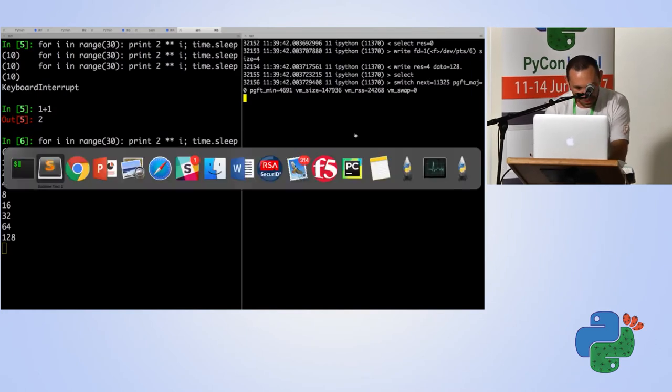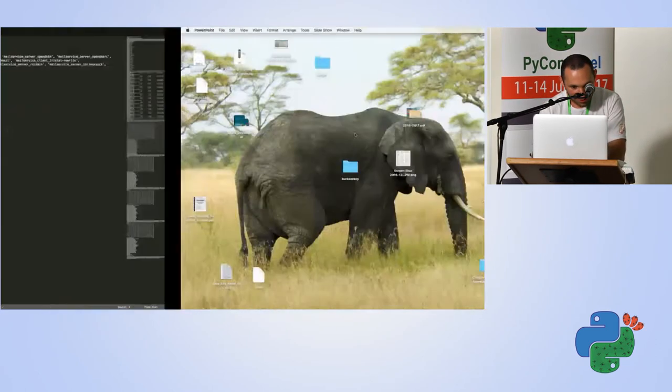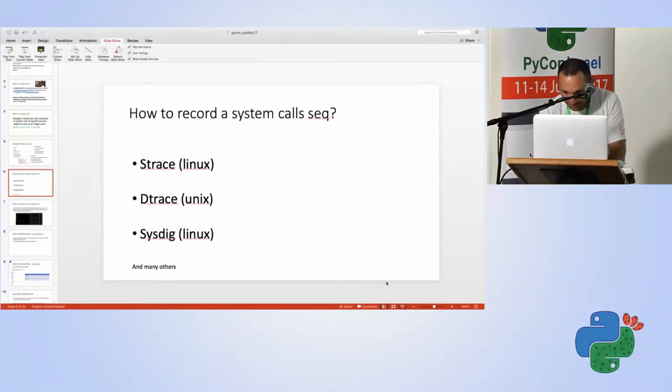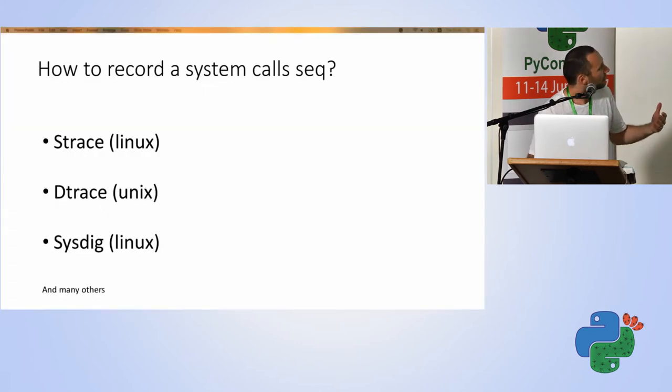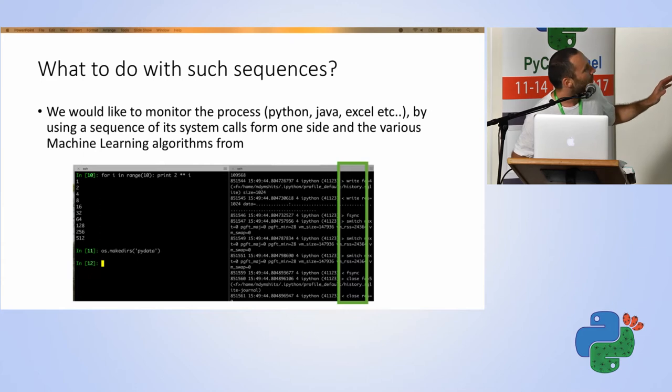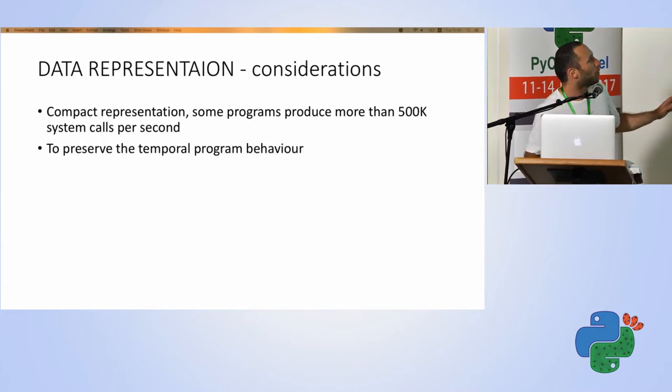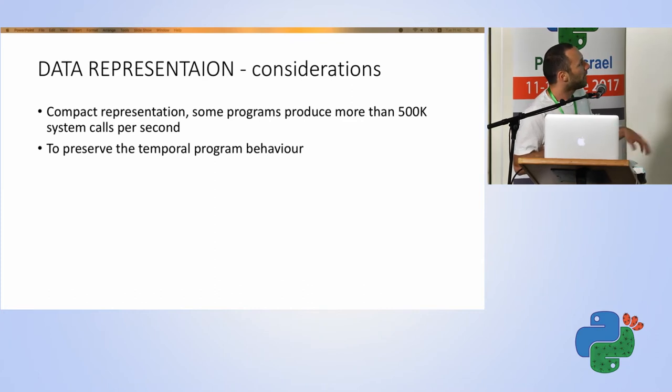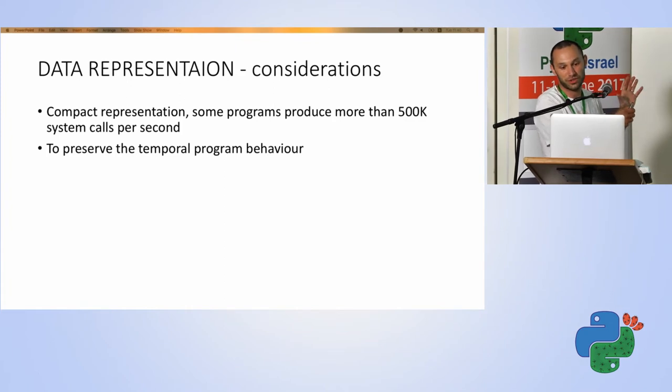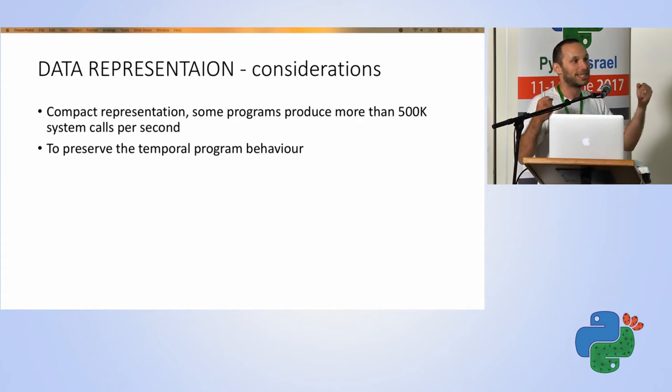Okay. Now let's go back to the presentation. Okay, this we have already seen. Now we would like to think about some representation. A few considerations. On the one side, we want a concise representation, since there are programs which generate about 500,000 system calls per second. And on the other side, we want to preserve some temporal behavior of the process.